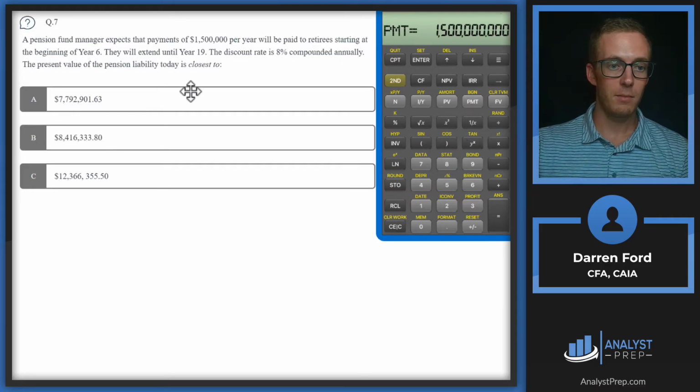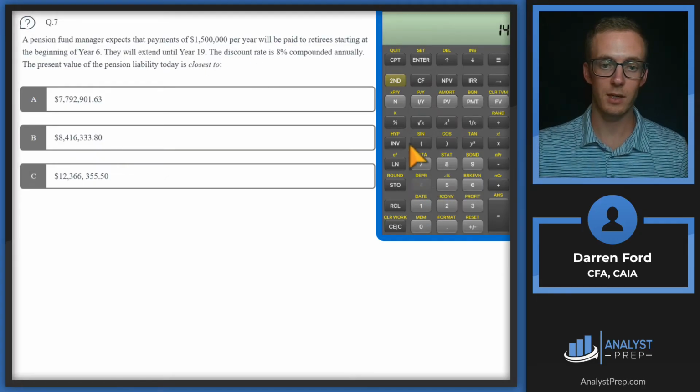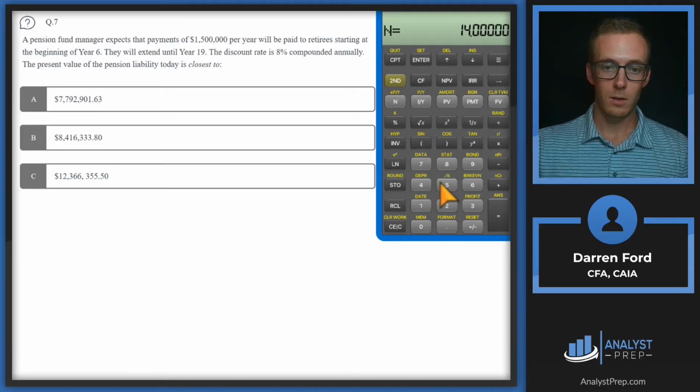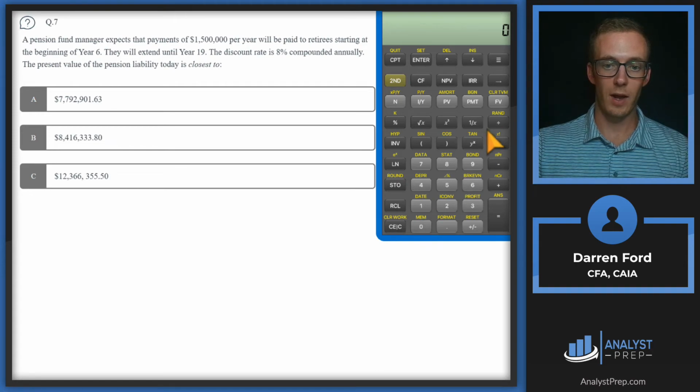And N is going to be 14 because we're doing annually, and since it's the beginning of year 6, we go year 6 all the way through 19, so our N will be 14. Interest rate will be 8, and our future value is going to be 0. So now that we have those plugged in, we're going to hit compute our present value.